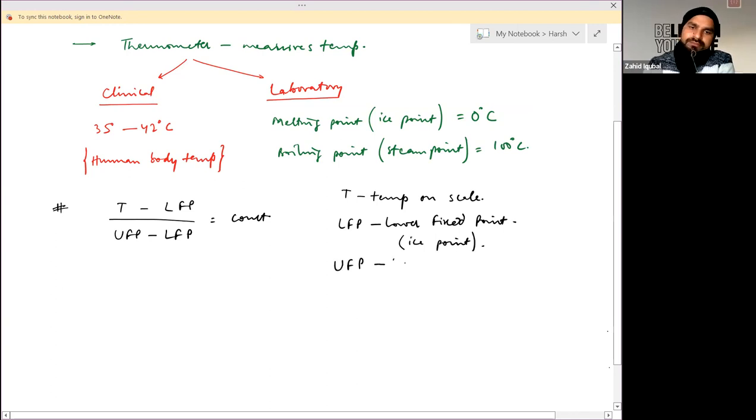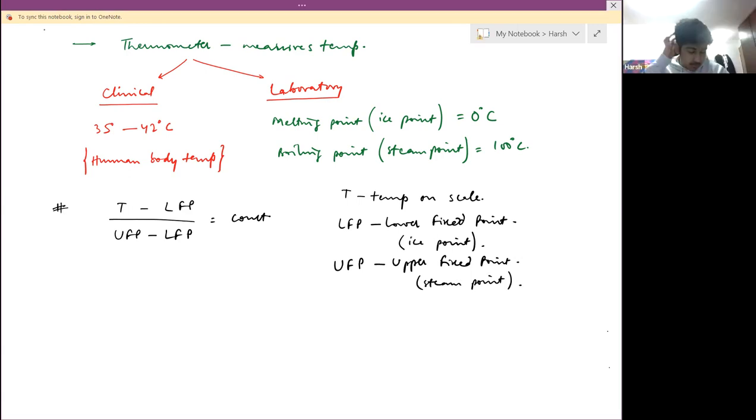UFP is called the upper fixed point, which is the steam point or boiling point of water. Is it clear?